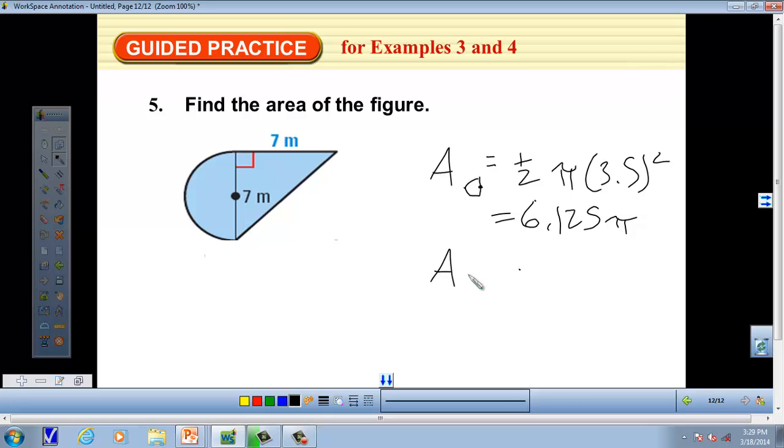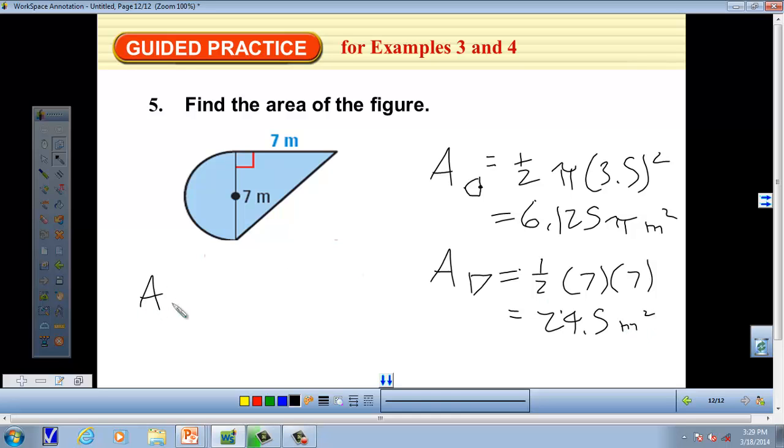Let's do the area of the triangle now. We've got this triangle here. We know the base and the height are 7, so it would be 1/2. The base is 7, and the height is 7. This gives us 49 divided by 2, which is 24.5. And for both of these, it's square meters.